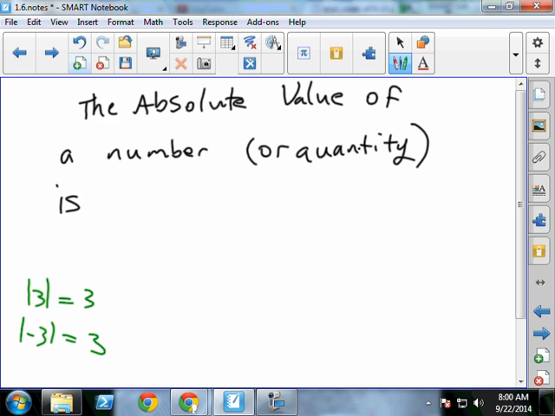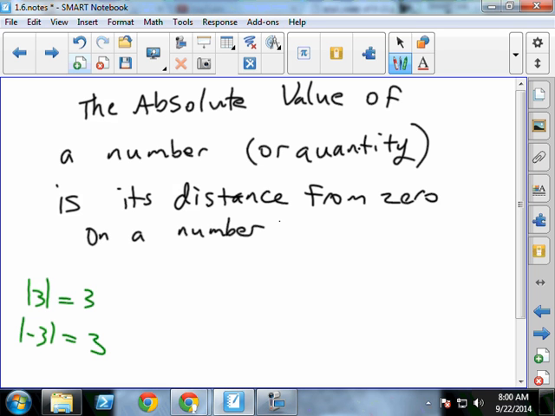The absolute value of a number or quantity is its distance from 0 on a number line. That's the definition that your 6th grade teacher didn't tell you. Yes, a lot of times it's positive, and the reason is because it's a distance, and distances are positive quantities, or sometimes 0. Does that make sense so far?